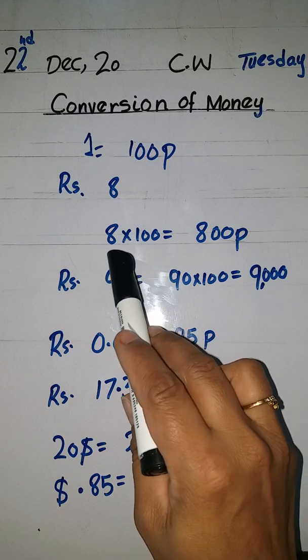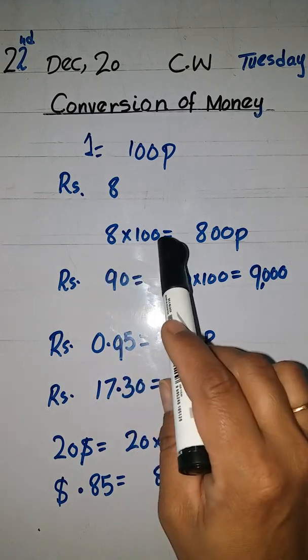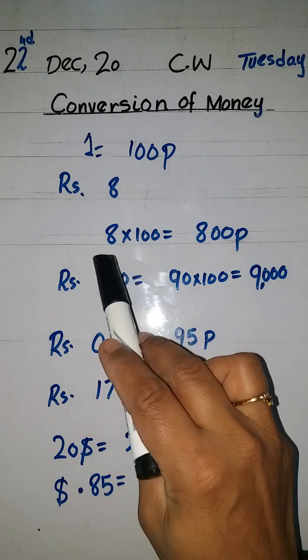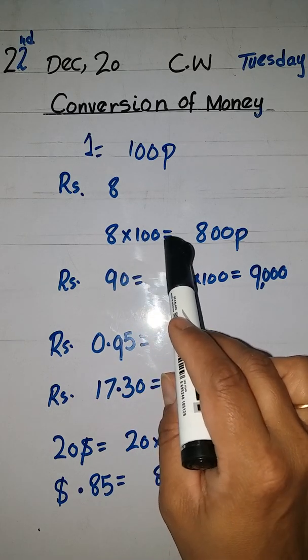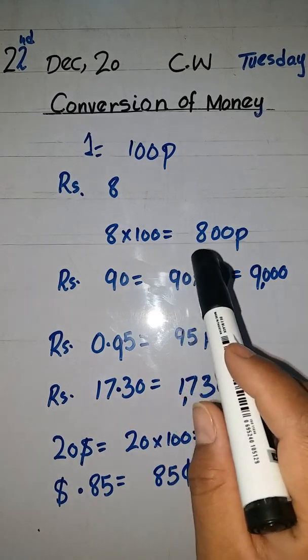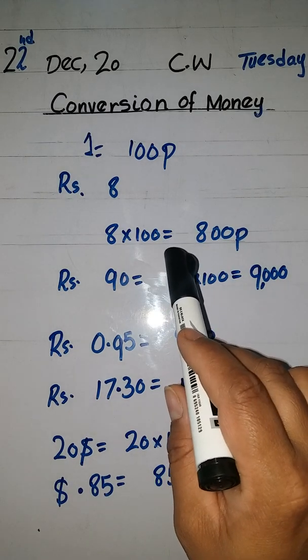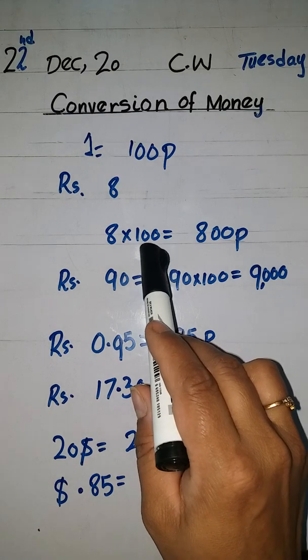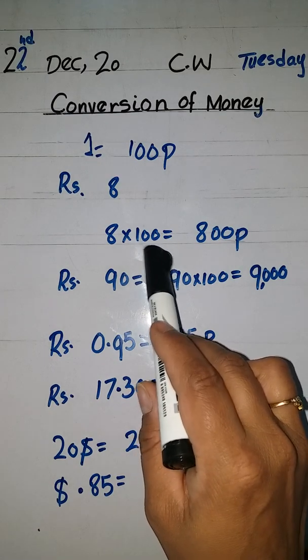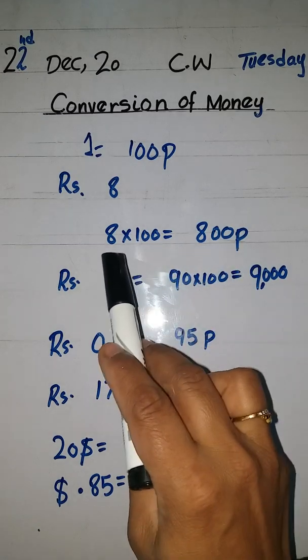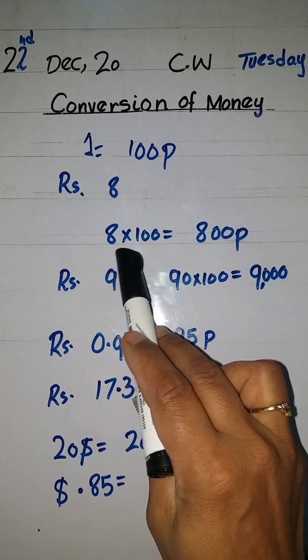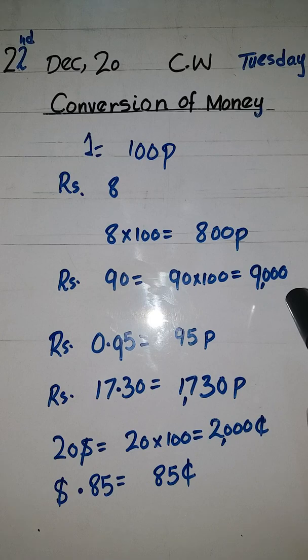The short way is that we can put both the zeros. When multiplying by 100, 1,000, 10,000, these numbers we have already learned the short way. You can put both the zeros with the digit and you will get the answer. So 8 multiplied by 100, 8 times 100 is 800 paisas.